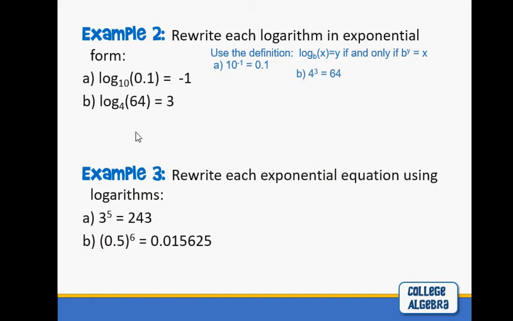Okay? And then example 3, going in the opposite direction. Again, we're going to use the definition of logarithm, but in the opposite direction. So we can start with the base, and we'll have log base b. Again, the power is going to go on the other side. The logarithm is equal to the power, and then x would be the other number. So in this one, we're going to have log base 3 of 243 equals 5. The 5 will go on the other side of the equal sign. And then we'll have log base 0.5 of this number equals 6.